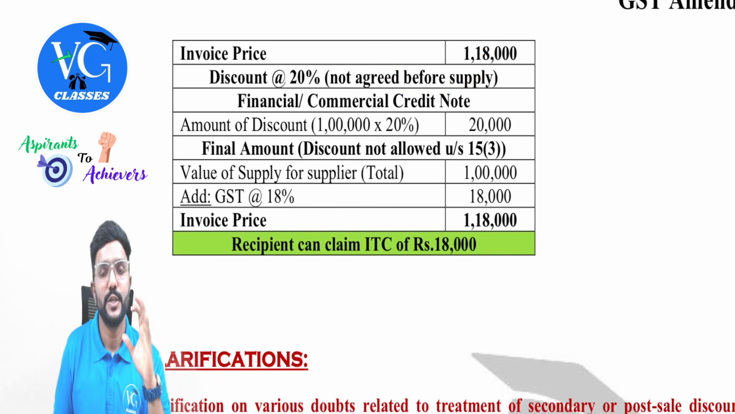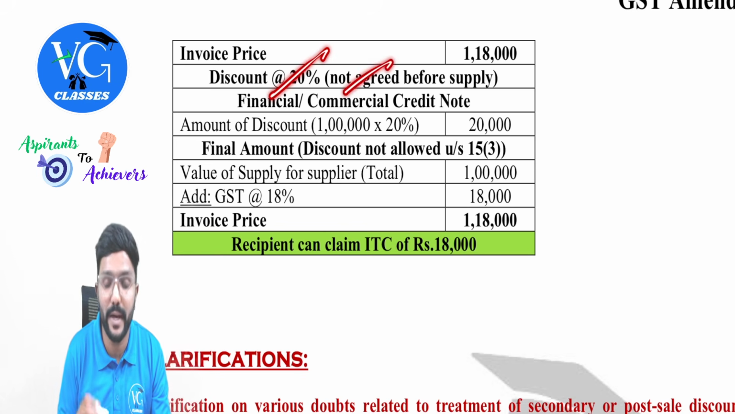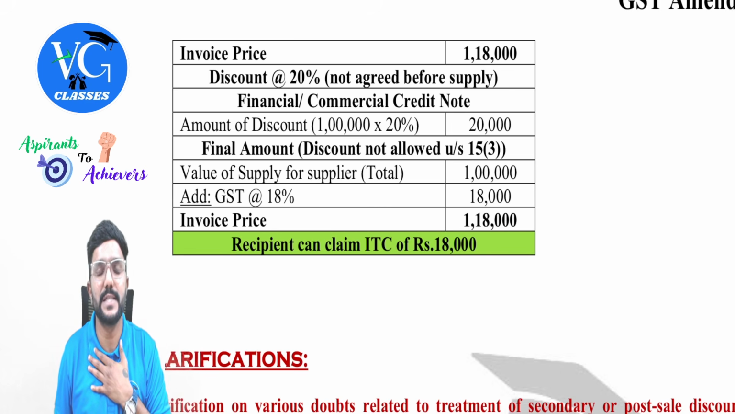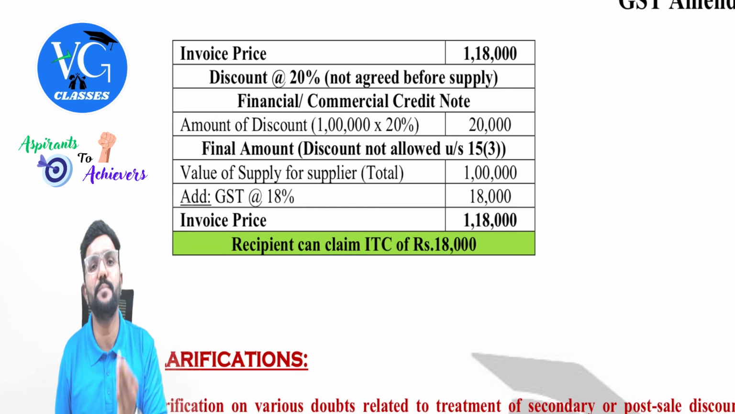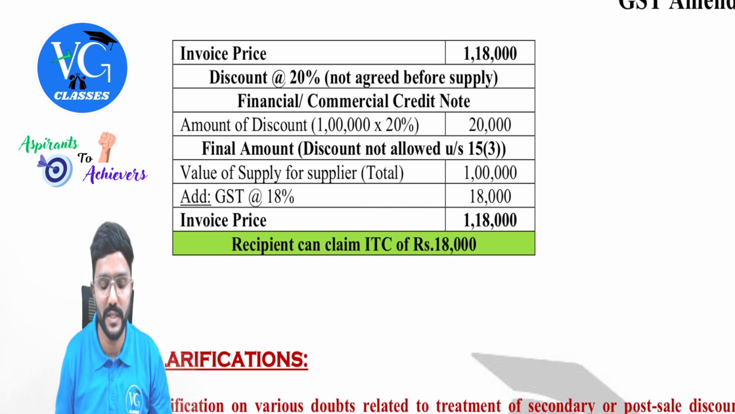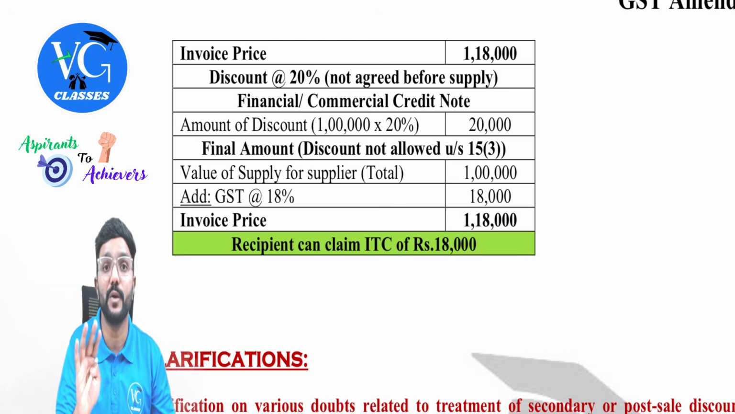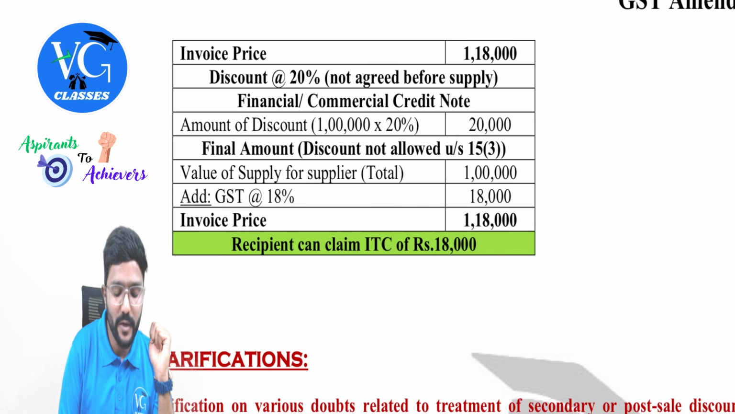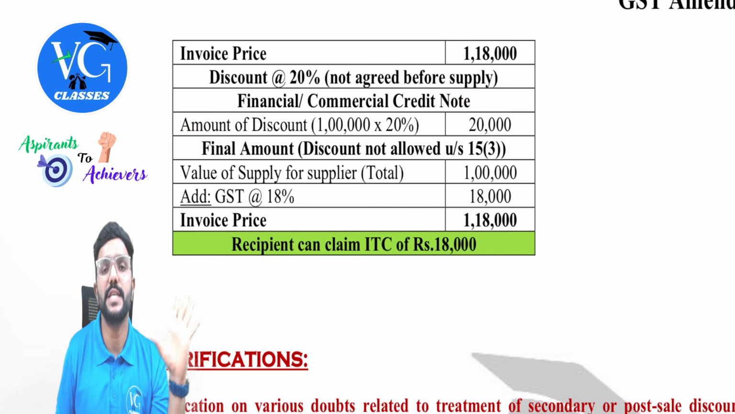Okay. So this discount was not agreed before the supply. So in that case, should supplier still issue a credit note to the recipient? Yes, but not GST credit note. We call it a financial or commercial credit note. I repeat, as supplier cannot reduce the discount amount from his value of supply, his output tax liability will not come down. So in that case, should supplier issue credit note to the recipient? Yes, but that credit note is called financial or commercial credit note and not GST credit note. Okay, sir. So in that only the amount of discount will be mentioned and not GST component.